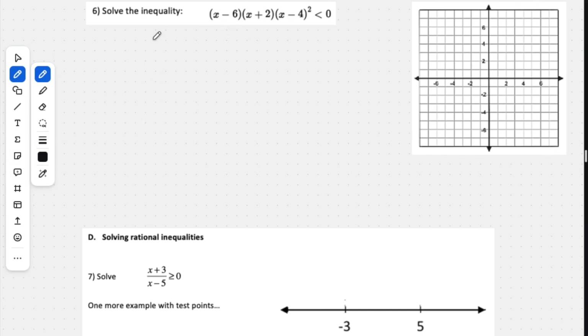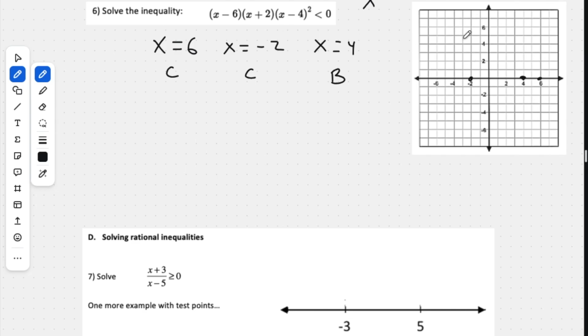So for this one we have x equals 6, and that's going to cross. x equals -2, and that's going to cross. And x equals 4, and that one is going to bounce. And this is going to be 1, 2, 3, 4 x's, so x to the 4th, so it's another positive even. We'll get these marked.